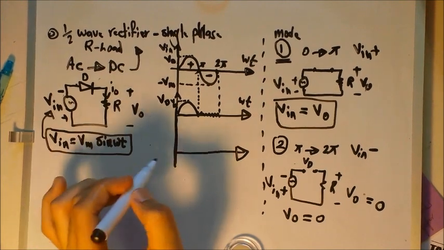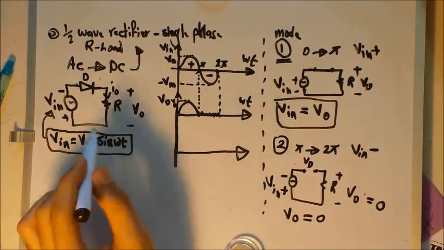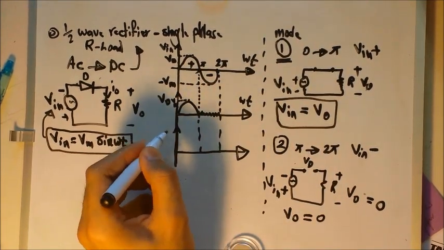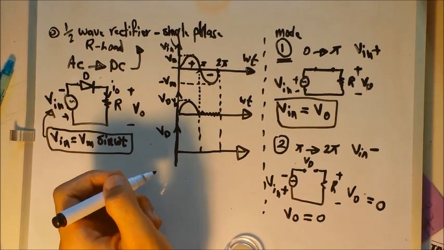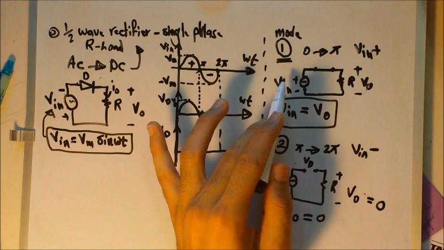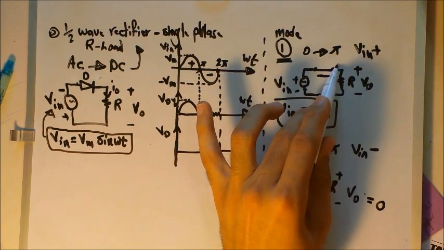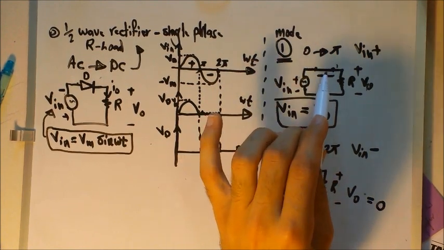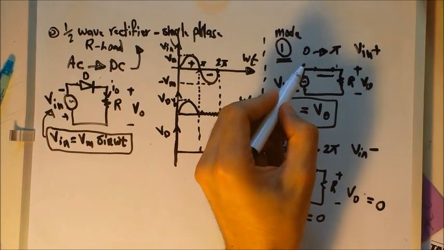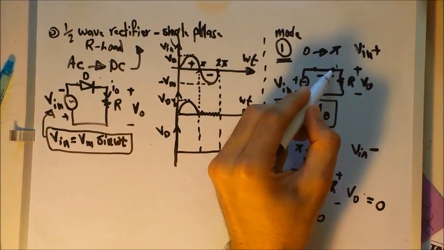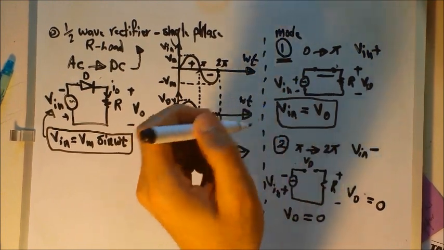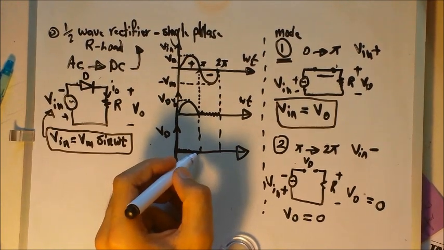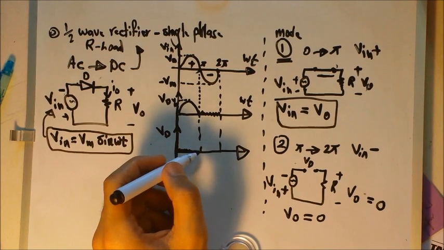What about the voltage? Let us draw the voltage across the diode. V diode is the voltage across the diode. In the first mode, the diode becomes a short circuit. That means the voltage across the diode is zero, because the voltage at this point is the same as here, so the difference is zero. So this is the voltage across the diode in the first half cycle: zero.